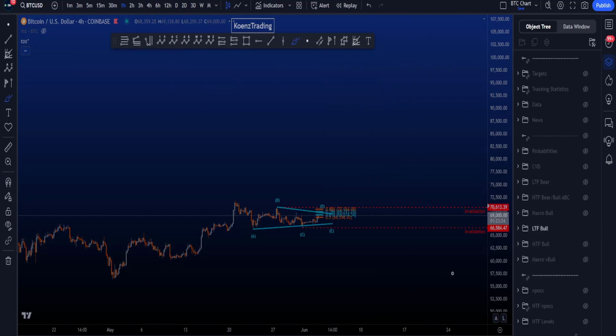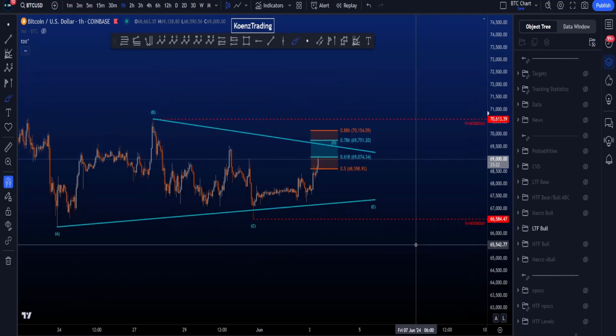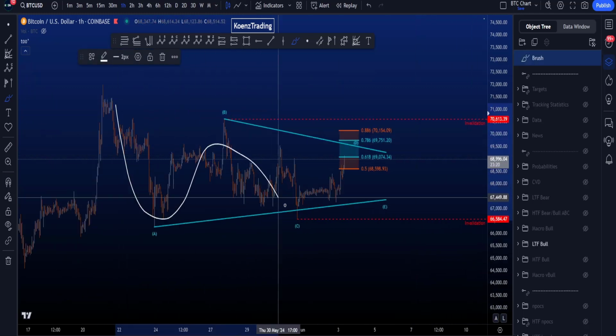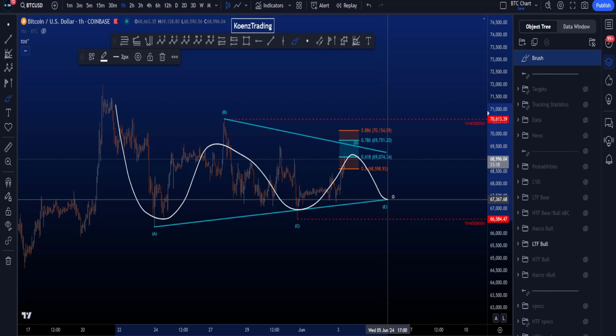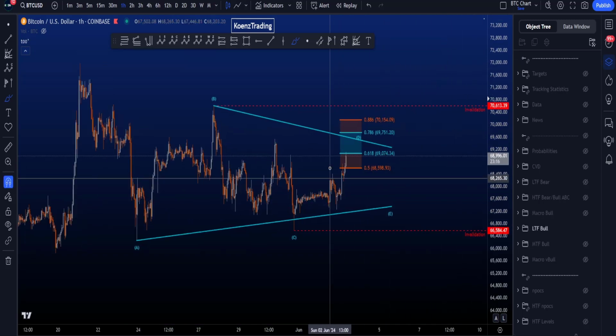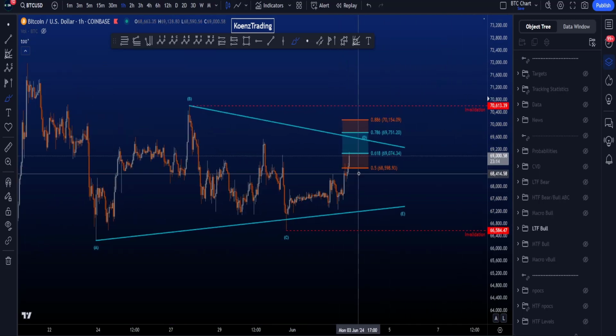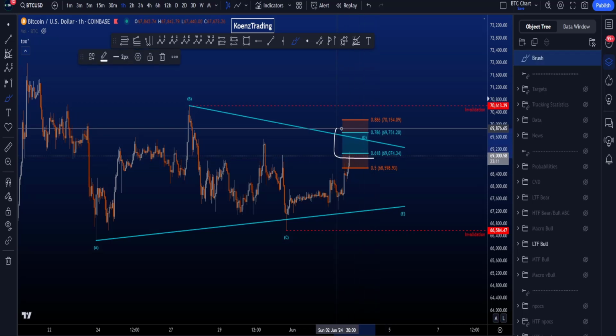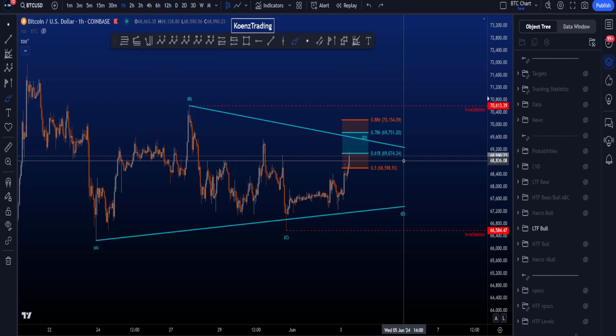On the lower time frames, currently the bullish scenario here would be a triangle, wave A, B, C, looking for D, then a wave E to the downside and continuation to the upside. The most common target for your wave D is the 618 to the 786, which is what we have reached right now, 69k to 69.8k.